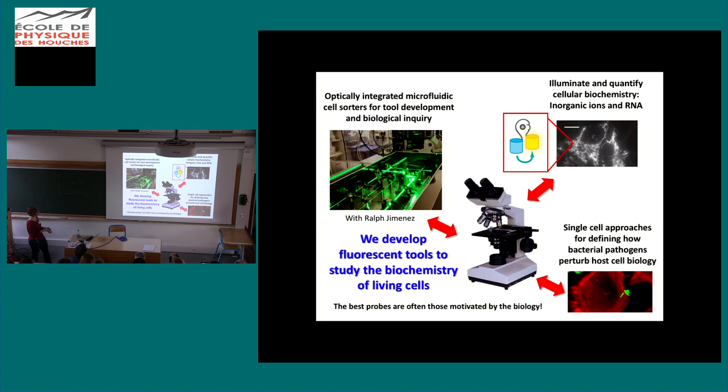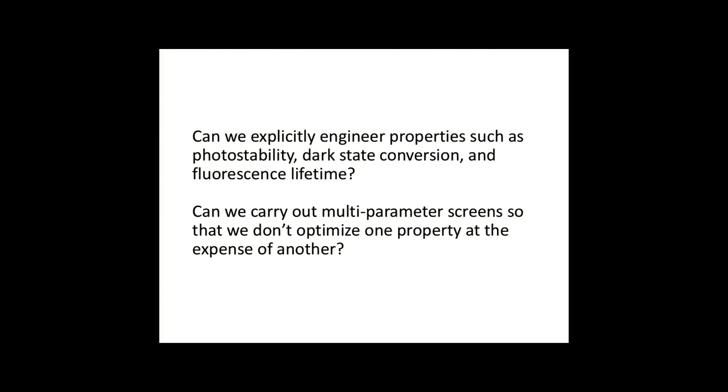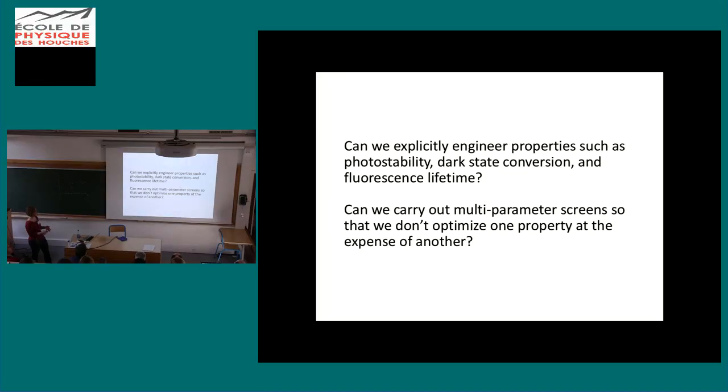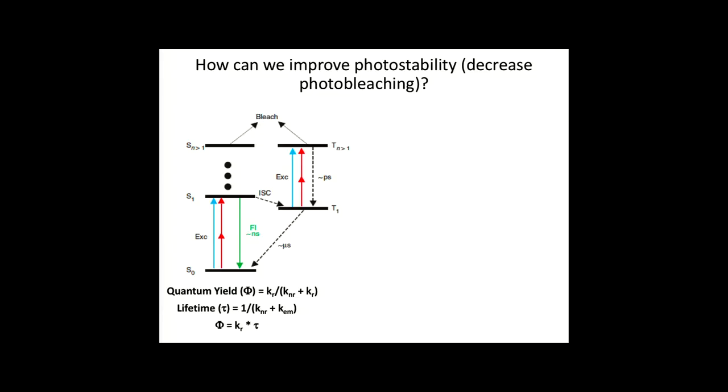So we started developing these microfluidic sorters so that we could measure properties at the ensemble level in high throughput. So these were some of our questions. Can we explicitly engineer properties like photostability, dark state conversion, fluorescence lifetime, and carry out multi-parameter screens so that we don't optimize one property at the expense of another? So how can we improve photostability?